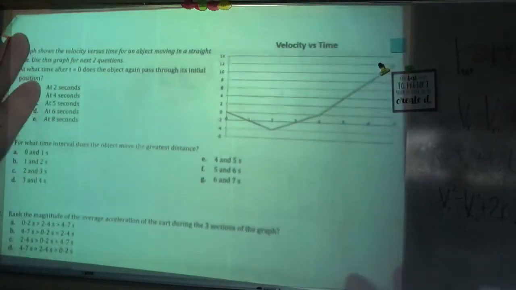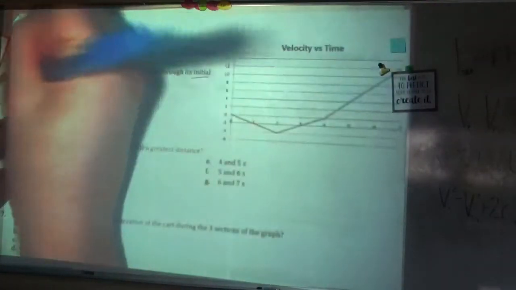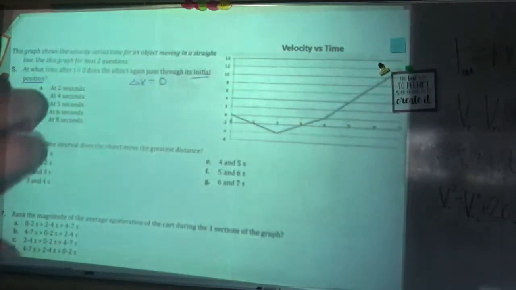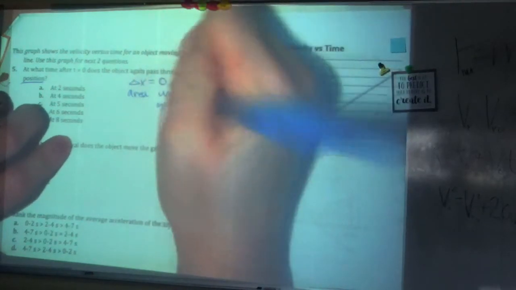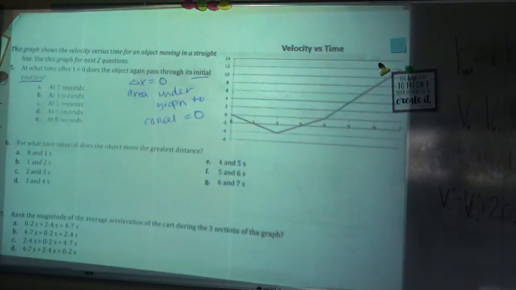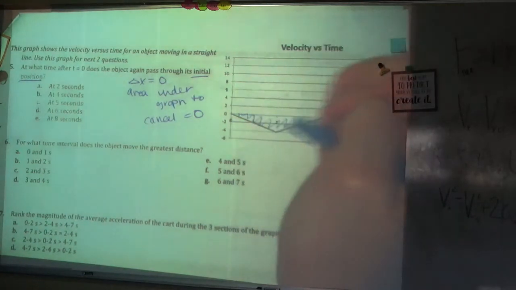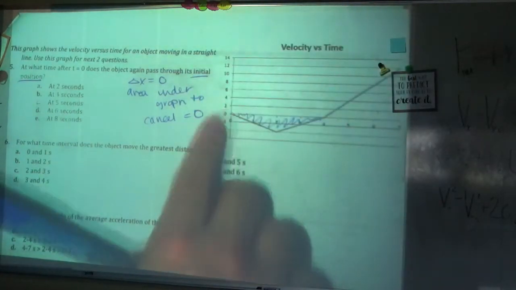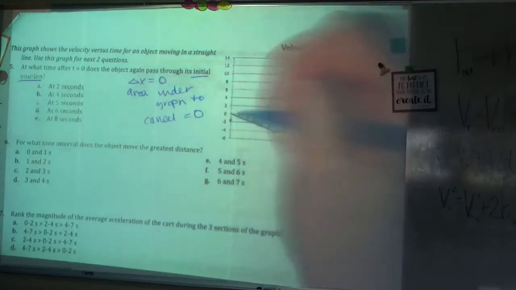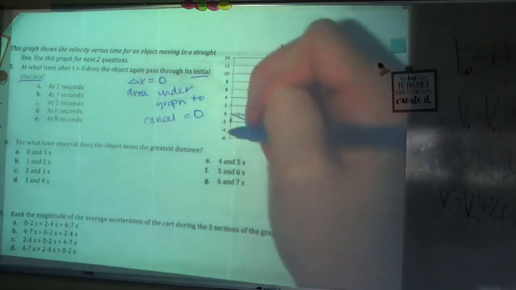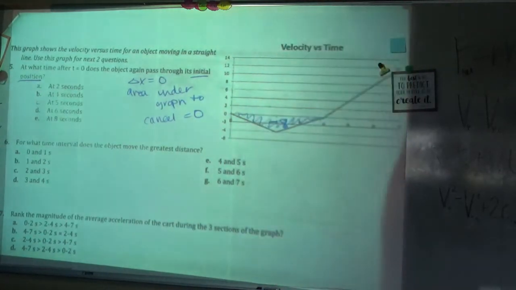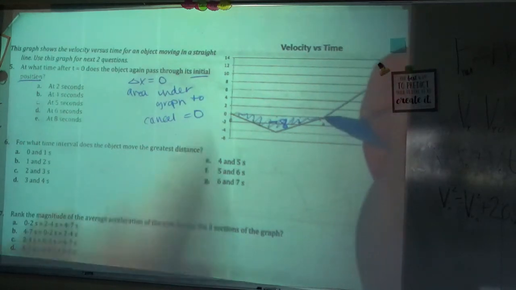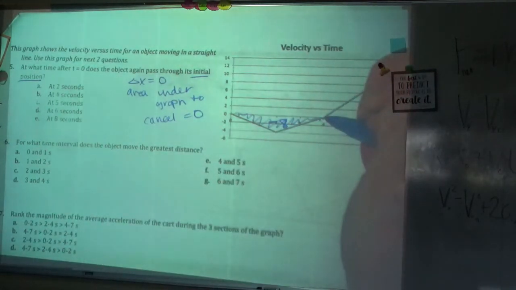Alright, so we have a velocity versus time, and we want to know when it passes through the initial position. So that means you want displacement to be 0. So you want the area under the graph to cancel out to be 0. So if you look, the first part of the graph, all of this section right here, is going in the negative direction because you have negative velocities. And you can calculate, I have a base of 4, height of negative 4 divided by 2 because it's a triangle, so that gives me negative 8 meters. So at 4 seconds, I've gone backwards 8 meters, so I can't be at the initial position.